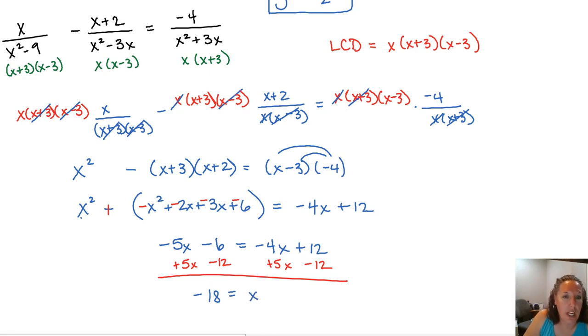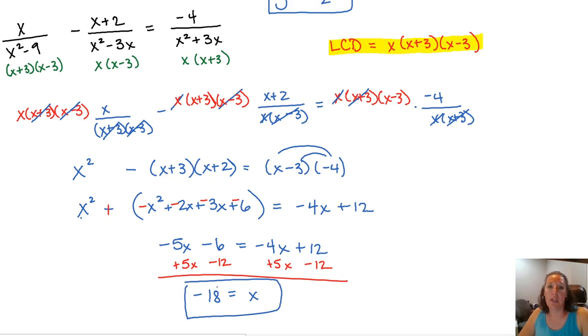And we can check that. First thing that you want to make sure is that the solution that you get does not make your LCD equal to 0. And if we plug in a negative 18, we're not going to get 0 for any of those three factors. And so we won't get 0 on our LCD. And you can plug that back in, use your calculator if you need to check and make sure that that does actually give you a true statement, and it should.